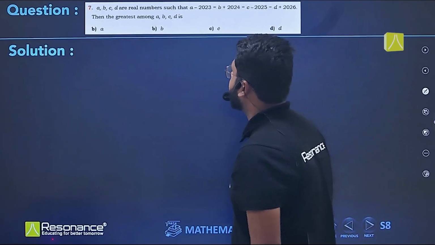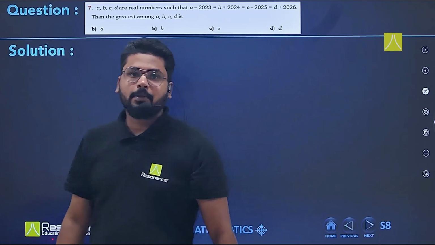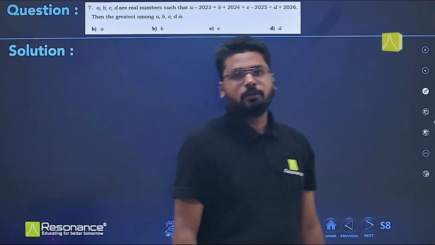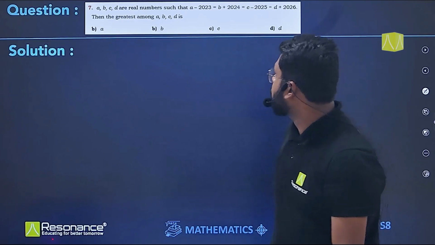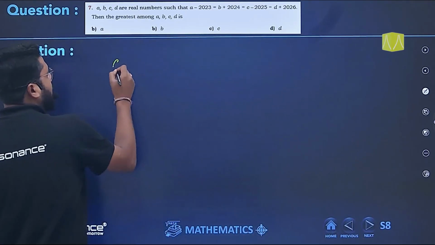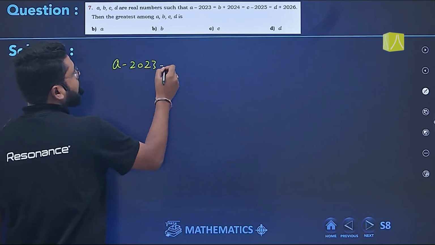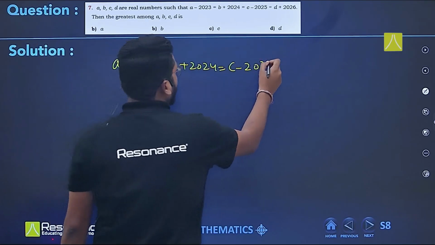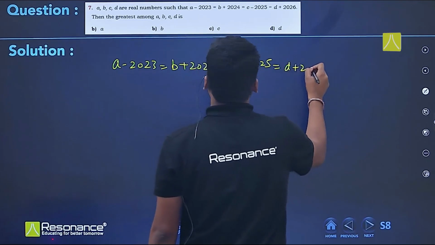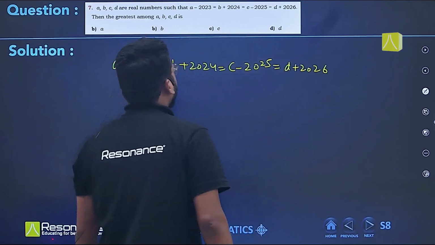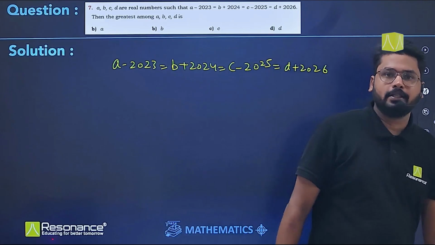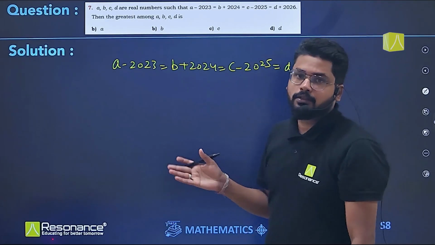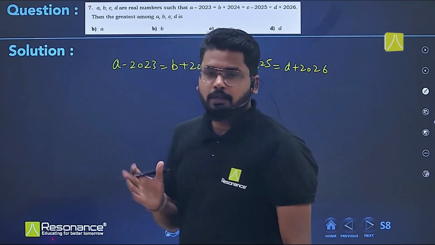Question number 7. It is saying that A, B, C, D are real numbers. What are real numbers? They can take any value. Such that A minus 2023 is equal to B plus 2024 is equal to C minus 2025 equals D plus 2026. They are equal. The greatest among A, B, C, D is what? Okay. This is a sample question. We have done the same question in the sample paper also. It is almost the same.